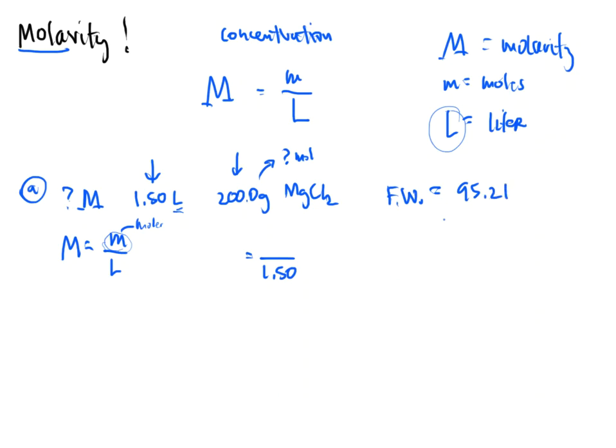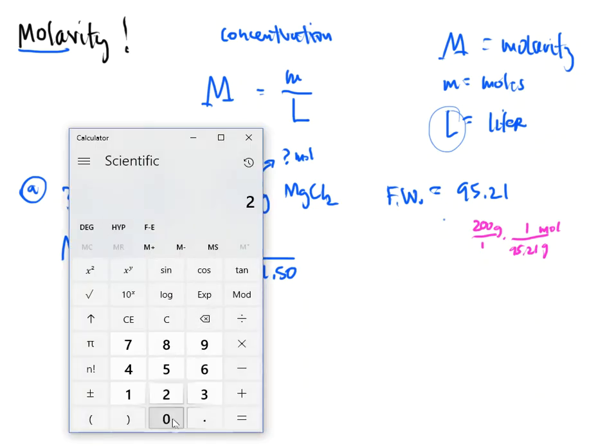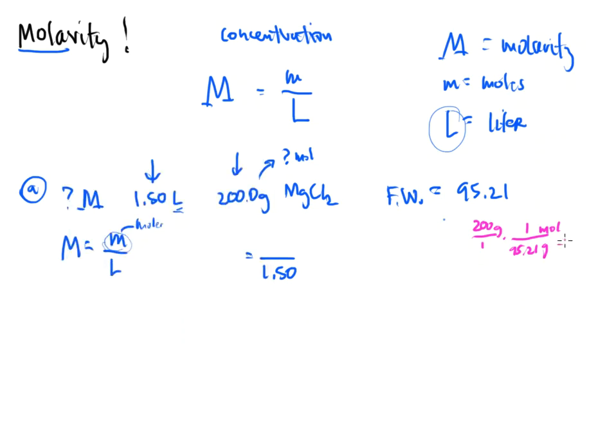All right, so I'm going to come over here to the side, and I'm going to choose a different ink color just to do this calculation separately. 200 grams over 1, gram on top, gram on the bottom. I need to go to mole, and this formula weight says 95.21 grams in 1 mole. So I'm going to do 200 divided by 95.21, and that gives me 2.10. So 2.10 moles of stuff is what I've weighed out.